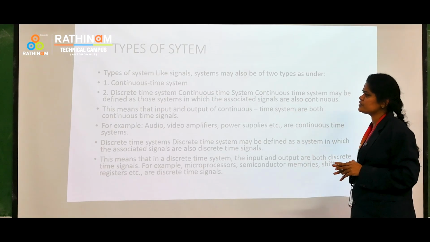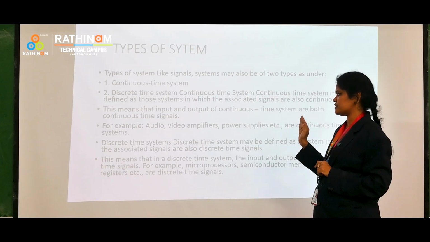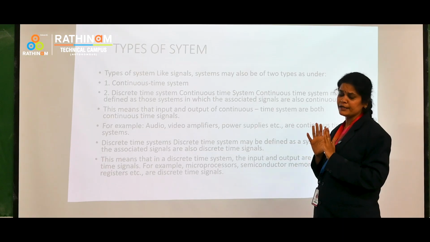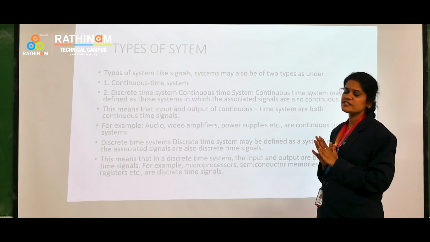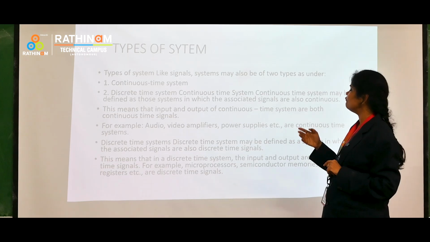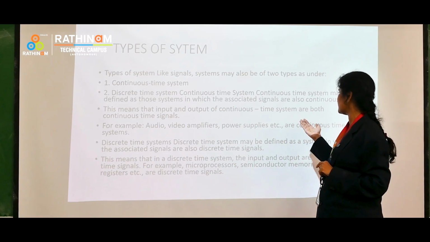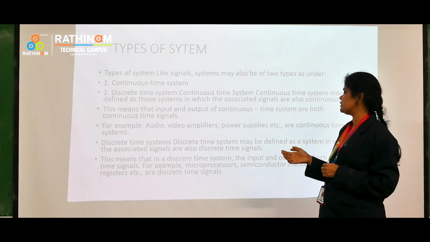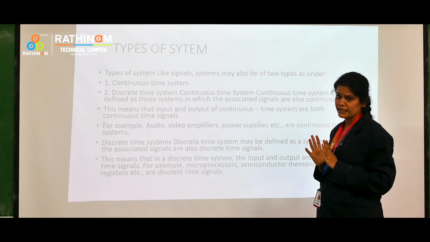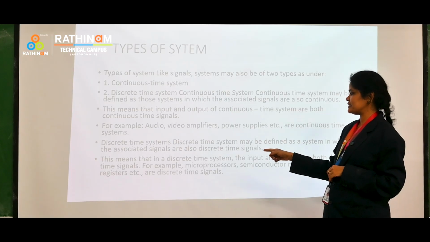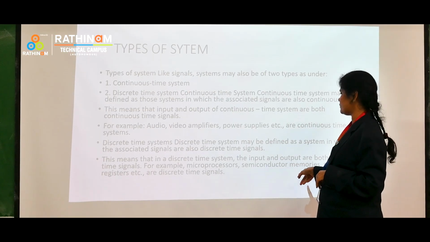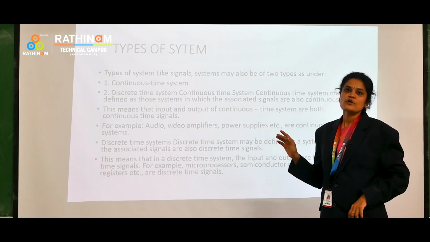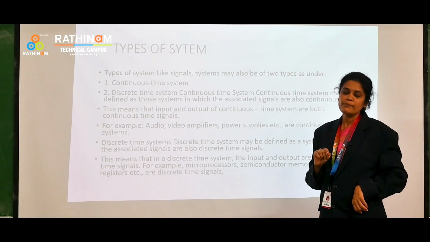So continuous time systems and discrete time systems. A continuous time system calculates and does manipulations only on continuous time signals. For example, audio and video amplifiers and power supplies are continuous time systems. For discrete time systems, the examples operate only on discrete time values. For example, microprocessors, semiconductor memories and shift registers are discrete time systems. After this we will calculate one problem and plot the signal.